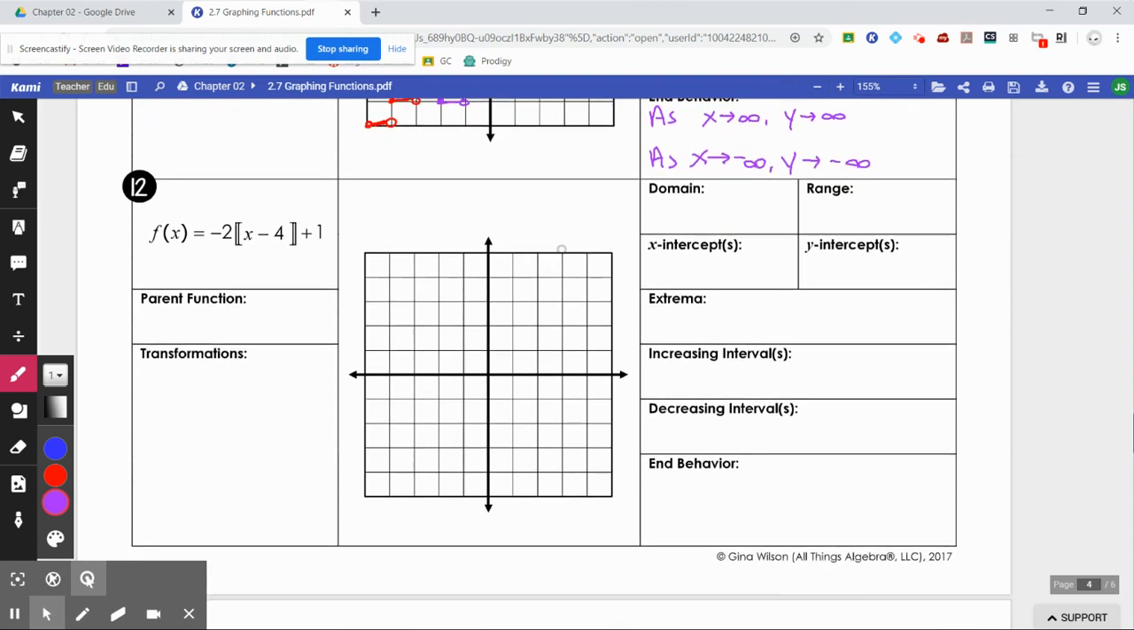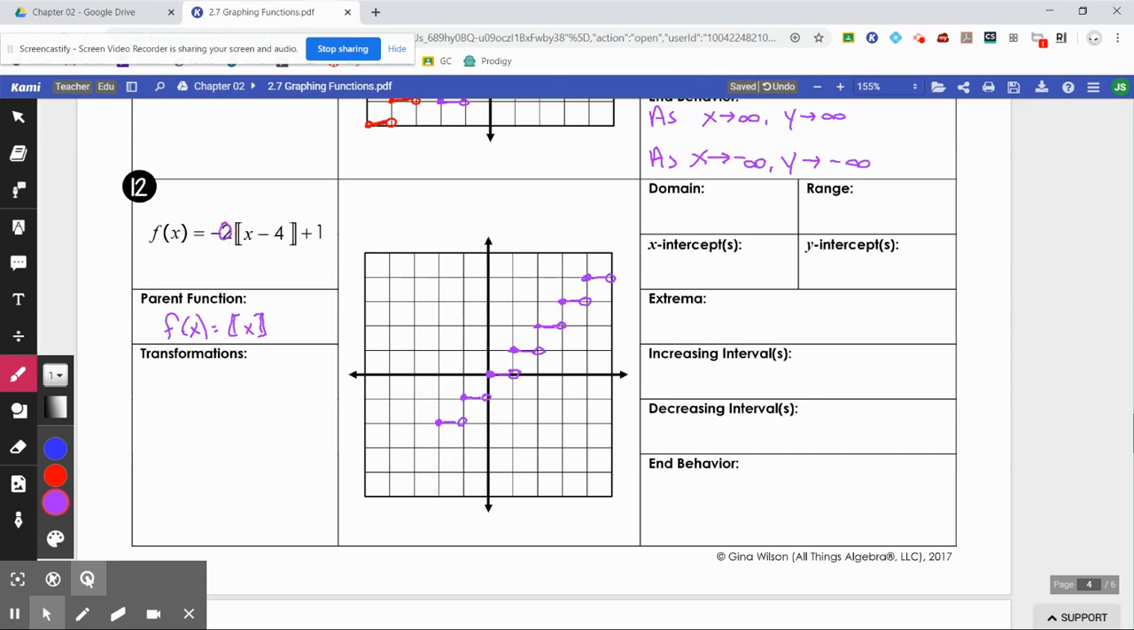Okay, number 12, we notice again our parent function is our greatest integer function. So f of x is equal to the floor function of x. So therefore, let's take and plot a few points. And there's a good bit of our graph. Now let's look at our transformations.